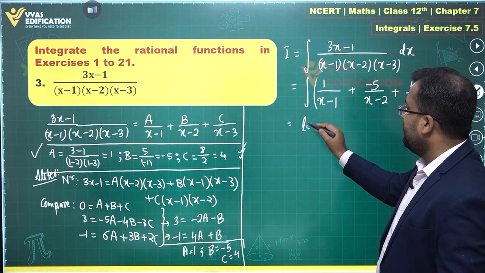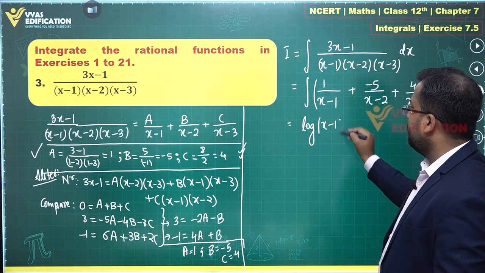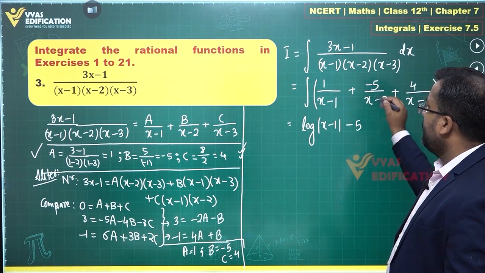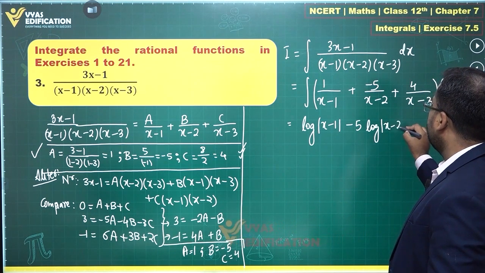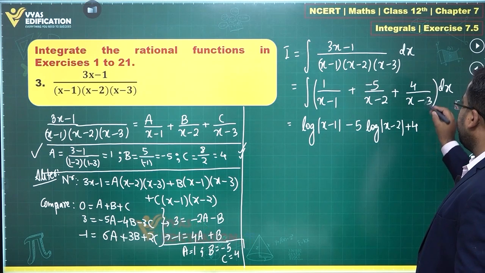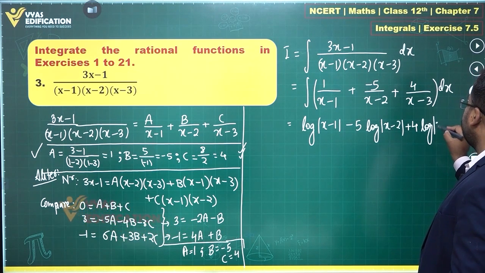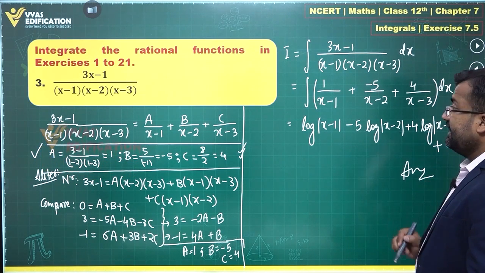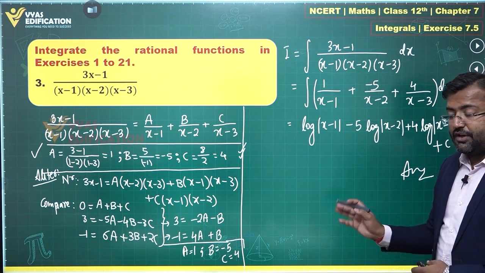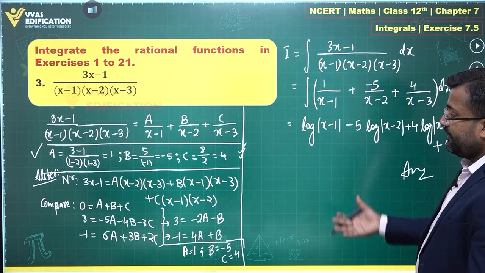The integral of this will be log of modulus x minus 1. Minus 5 goes away, 1 upon x minus 2, the integral will be log modulus x minus 2. 4 goes outside, integral of this will be log modulus x minus 3 plus constant of integration. And yes, that is the required answer for this particular question, as you can see over here.